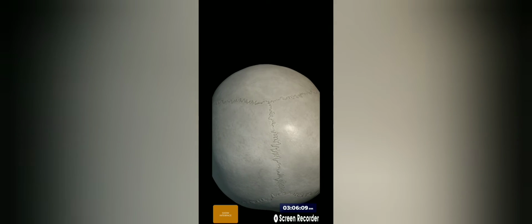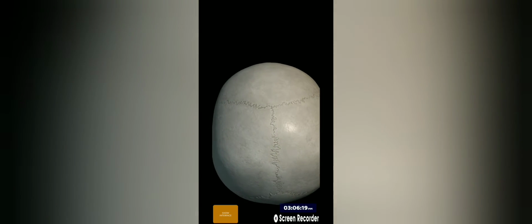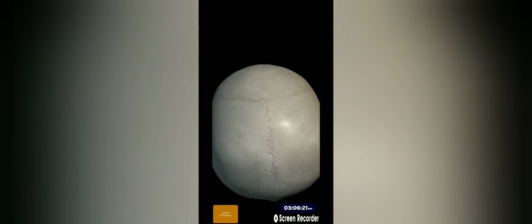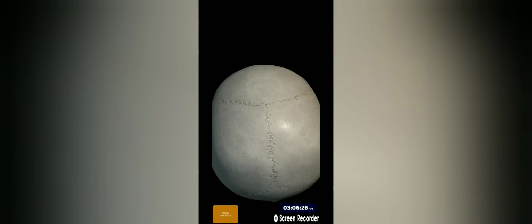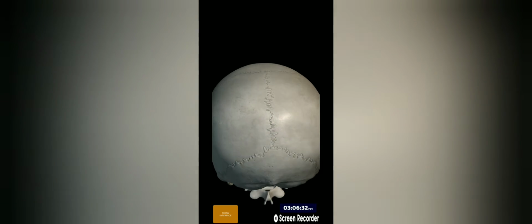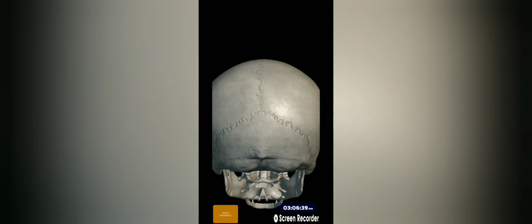So now you can easily understand all the landmarks of the norma verticalis. I am again repeating. The norma verticalis consists of a frontal bone, two parietal bones, and an occipital bone. So the front suture is the coronal suture, the middle one is the sagittal suture, and the posterior one is the lambdoid suture. The meeting point of the coronal and sagittal suture is the bregma, and the meeting of the sagittal and the lambdoid suture is the lambda. The highest point on the norma verticalis is the vertex.